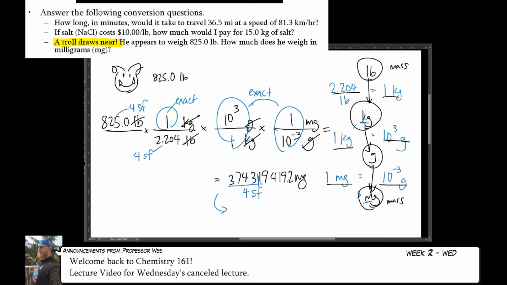And I'm going to do this in scientific notation. So 1, 2, 3, 4, 5, 6, 7, 8. 10 to the 8. 3.743 times 10 to the 8 milligrams.